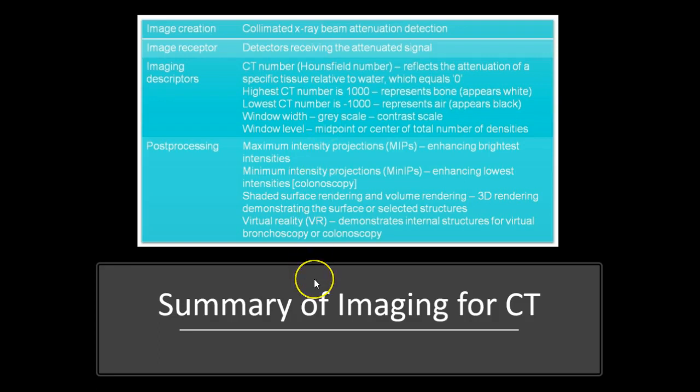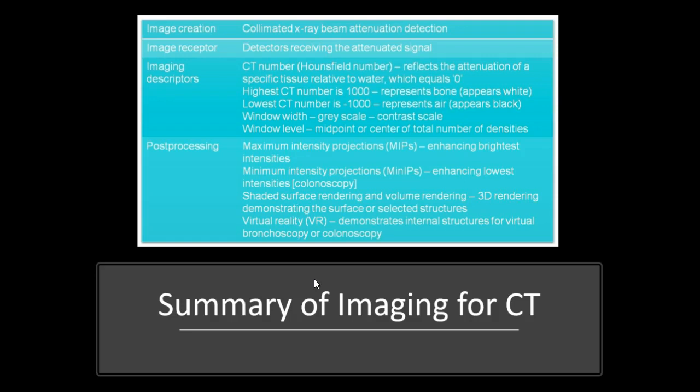All right, summary of CT image creation. You have a collimated X-ray beam for attenuation, with detectors on the other end, opposite of the tube. The detectors receive the attenuated signal from the medium, which is typically the patient. The detectors have CT Hounsfield units that reflect the amount of attenuation of the specific tissues relative to water. So water is 0. The highest CT number is 1,000, which typically represents bone. It appears white. And the lowest number is negative 1,000, which is air. It's just black on the image.